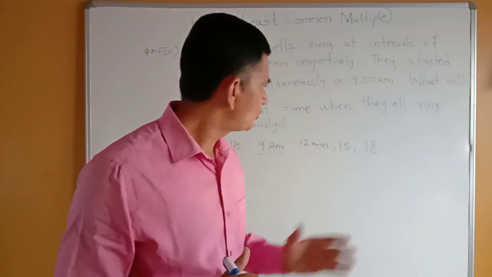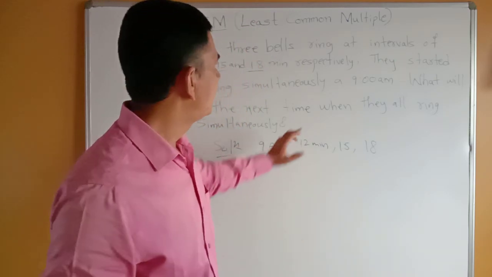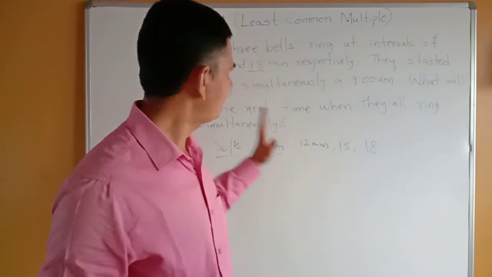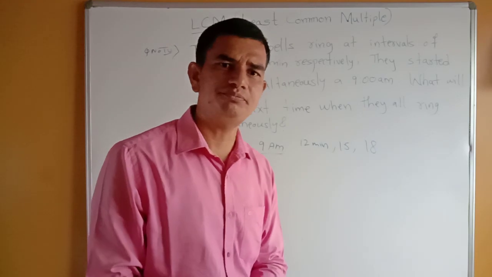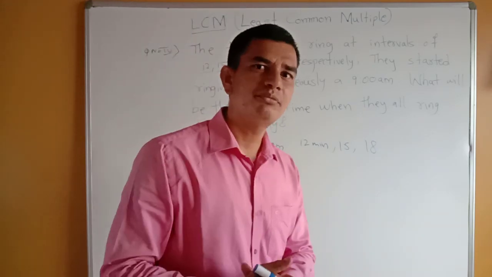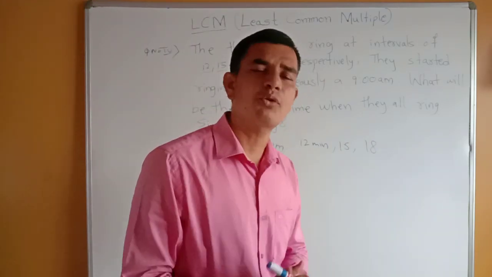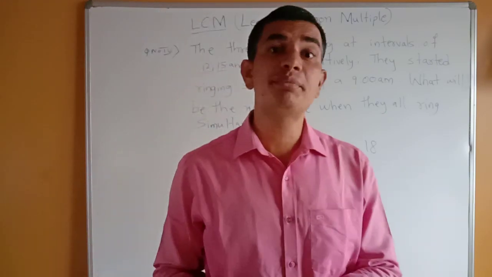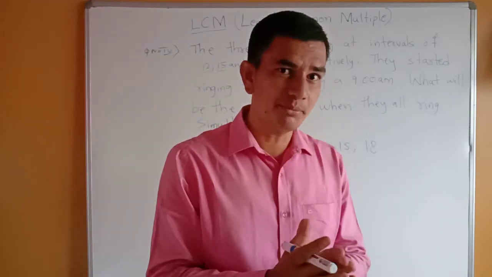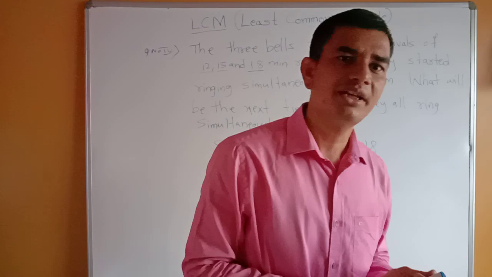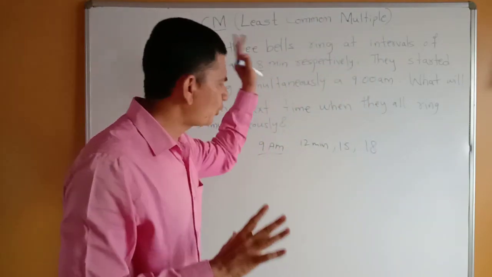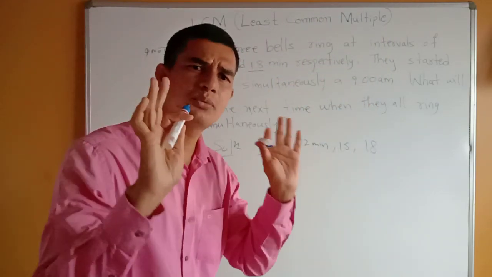Understood, students? So what they have asked: at 9 a.m. they rang all at a time, so what is the next time? Means it is 10 o'clock or 11 o'clock or 12 o'clock or 1 p.m., like this. What is the next time all they will ring simultaneously? See here, it is very simple. The question is very big, but the answer is very simple.